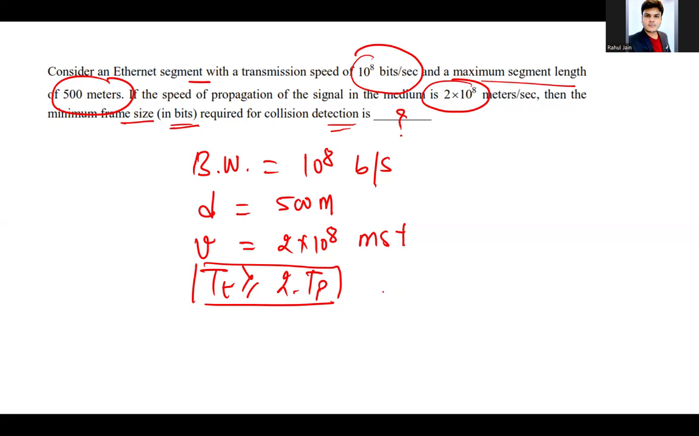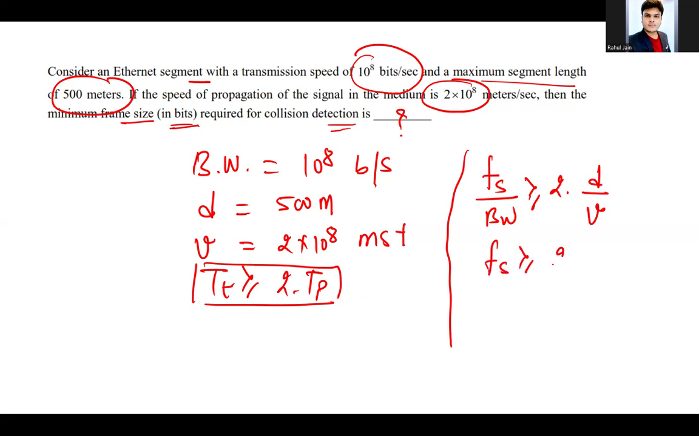So the transmission time formula is there. That is, fragment size divided by bandwidth should be greater than or equal to 2 into distance by velocity, and now just substitute the values which are already there. So the fragment size should be greater than or equal to 2 into distance by velocity into bandwidth.